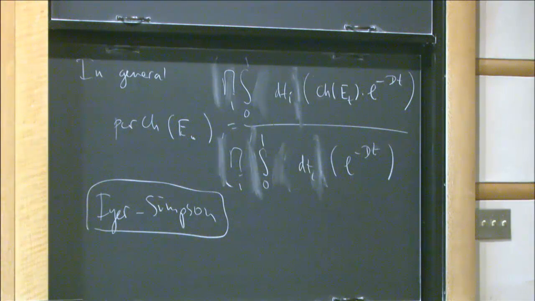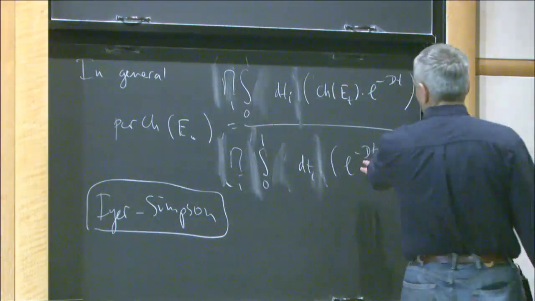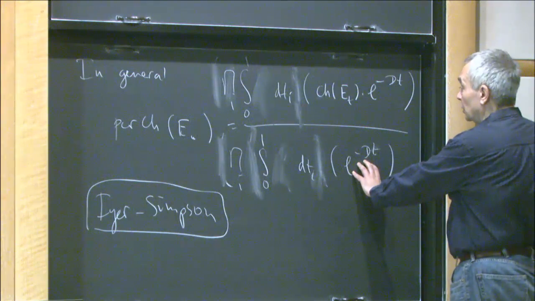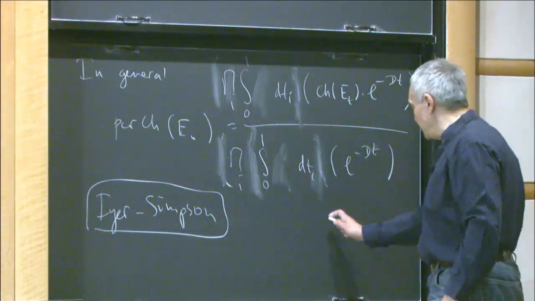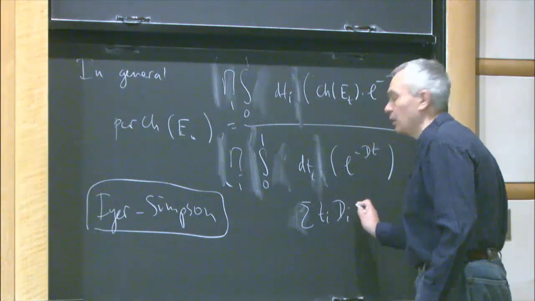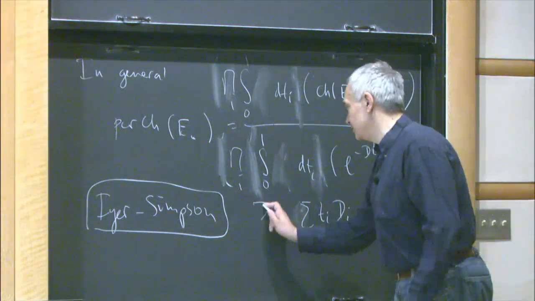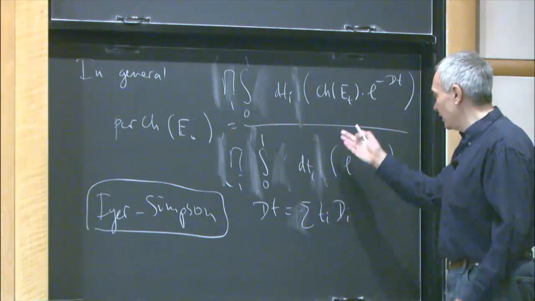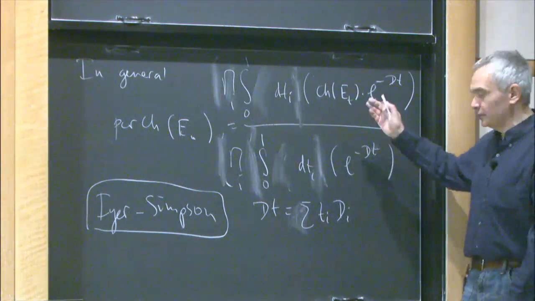Now I am confused. What does e to the minus dt mean? This is in the cohomology ring. Yes, but D is the sum of the d_i. The t is a vector. So this is the summation of d_i t_i. It's just a shortcut. You think about the t as a column vector and the d as a row vector.